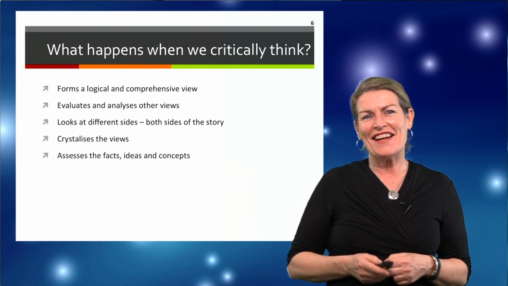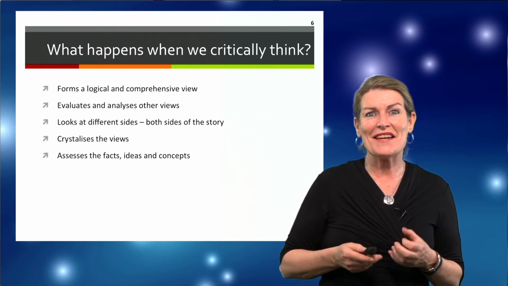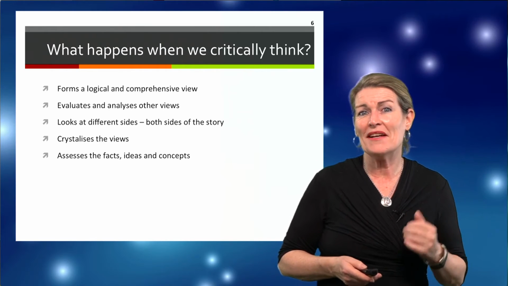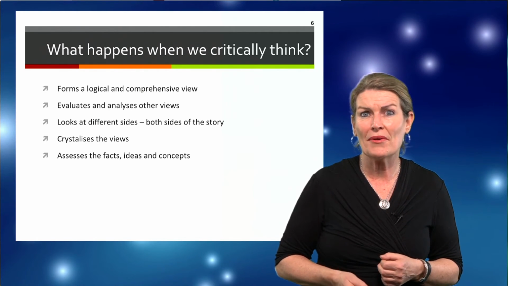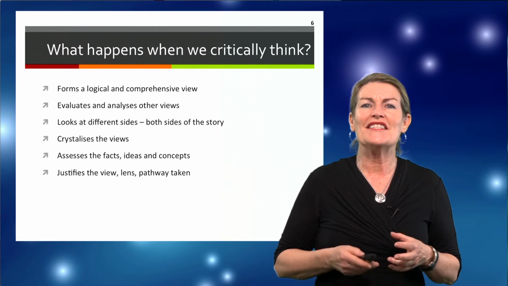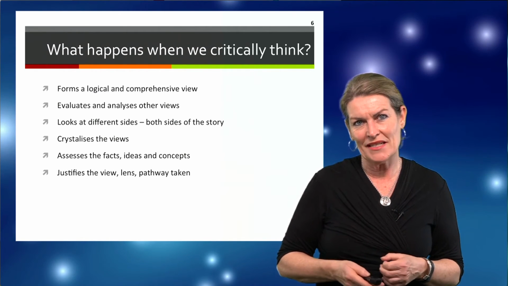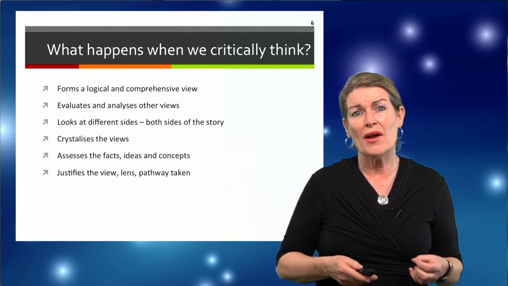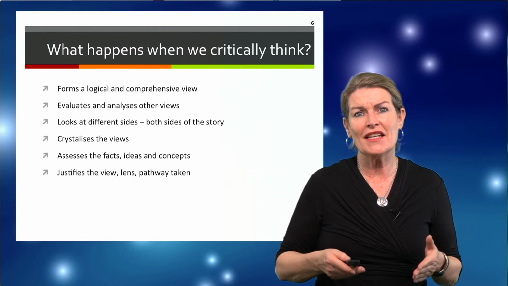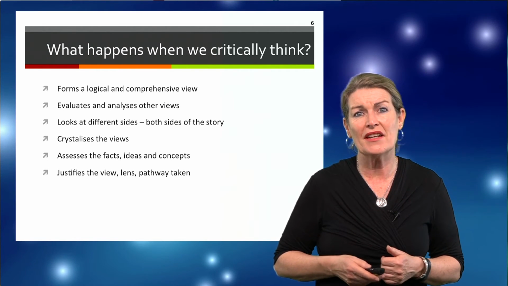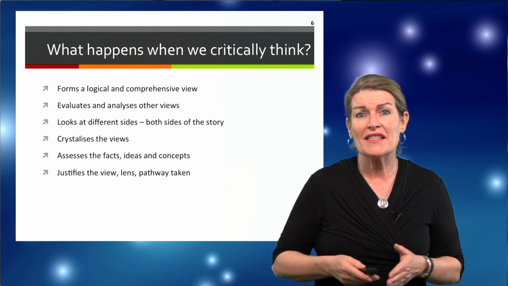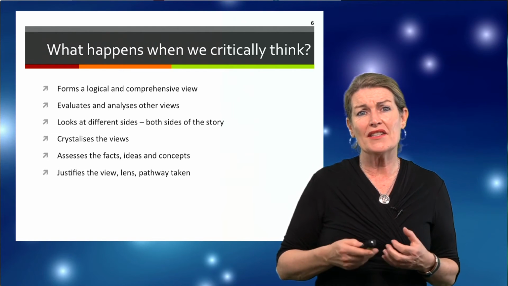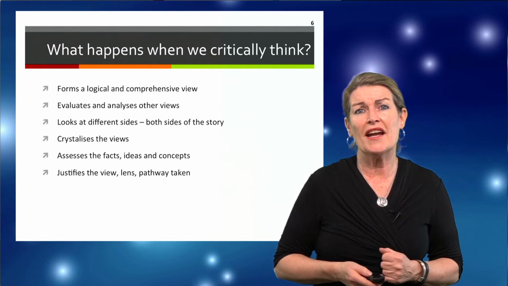So we're assessing the facts, the ideas, the concepts, those conceptual levels that we bring to that problem. And by looking at those facts, ideas and concepts, we come back to that first point about forming a logical and comprehensive view. And justifying the view, the lens, the pathway taken. So by looking at those multiple views, we do start to justify why we are taking this particular lens and looking at the problem through that lens. And from that lens, we start to look at what pathways we can take. And in your reports, you'll be starting to look at those pathways in those 4 key areas of management.